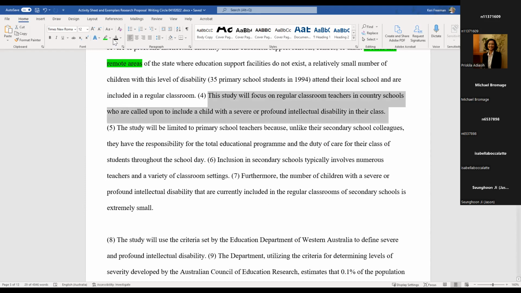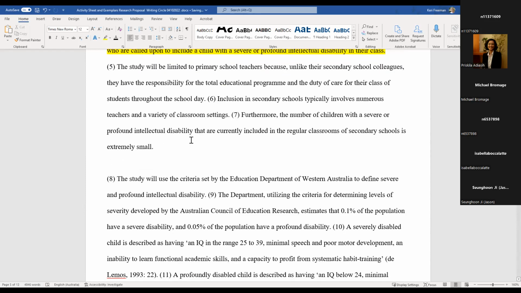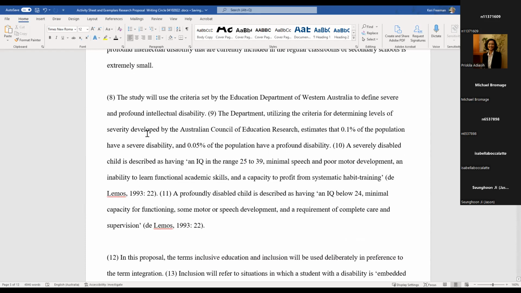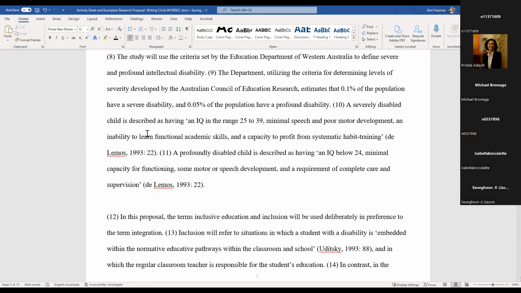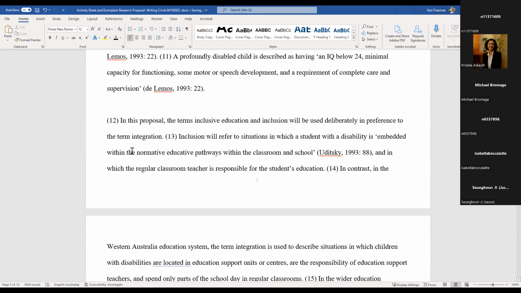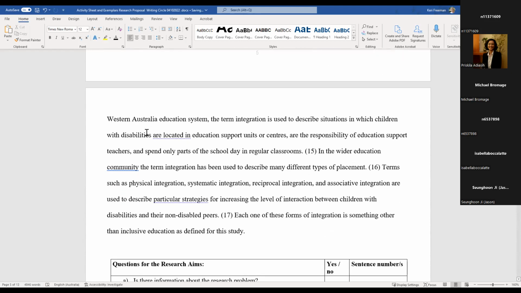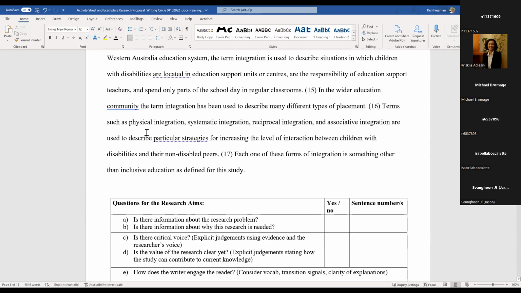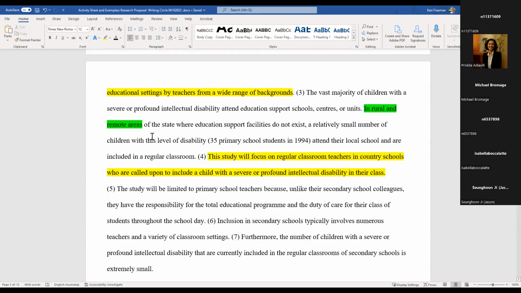Yep, so we're getting a really good idea there of what the research is about. Inclusion involves numerous teachers. The number of children that are currently is extremely small. Okay, we've got some criteria there. Some definitions, which is good. Okay, yeah. Some more definitions. Okay, and more definitions.